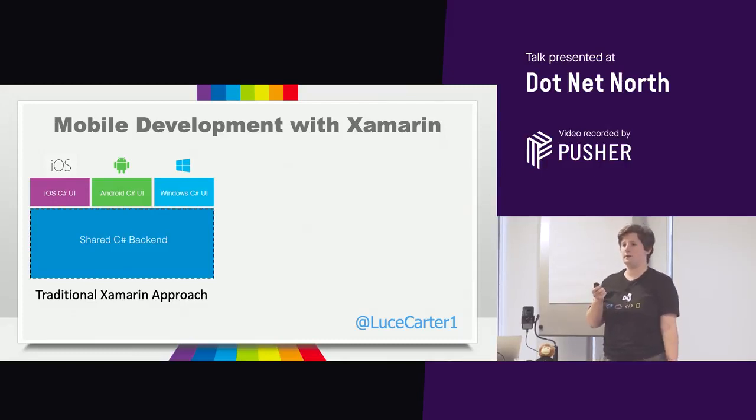So the UI, natively, you'd have to write it in the traditional sense. So that would be storyboards for iOS, Android XML, whatever you want to call it, for Android, and then XAML for UWP. That's fine, but that means that you need to know how to do these user interfaces on all three platforms, which can take time and effort and isn't always easy.